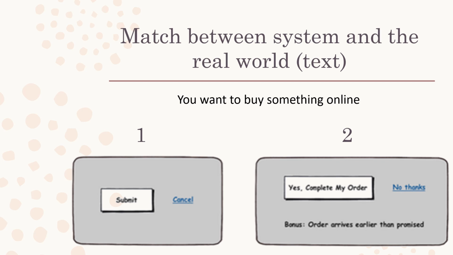Regarding the textual content of our software, we should try to use words that are similar to the language that we normally use in our daily life. For example, the text in the confirmation message box number 2 matches the real world, but number 1 uses more computer-oriented words. Since when we want to purchase something in our daily life, we use words such as yes and no, not submit and cancel.